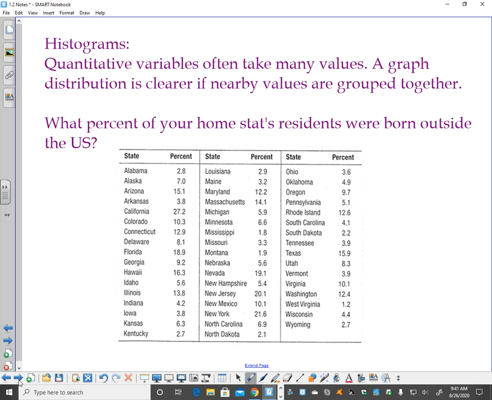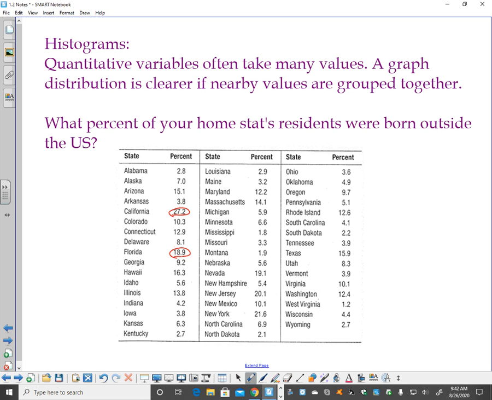All right. Quantitative variables often take many values. A graph distribution is clearer if nearby values are grouped together, and that's what a histogram does. What percent of your home state residents were born outside of the U.S.? So I have every state, and I have the percent of their residents who were born outside of the state. I would think Florida would be a big one. Yep. California. Yep, absolutely. New Jersey, New York, Nevada. Yep.